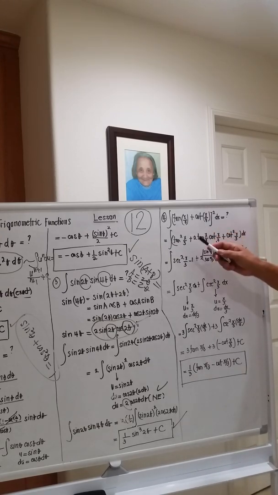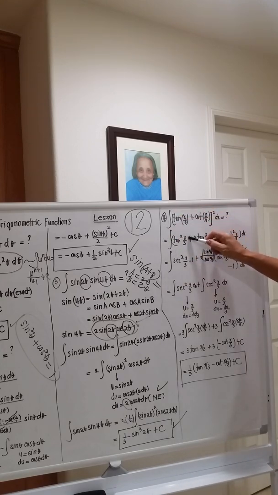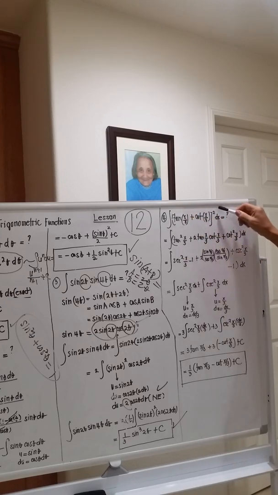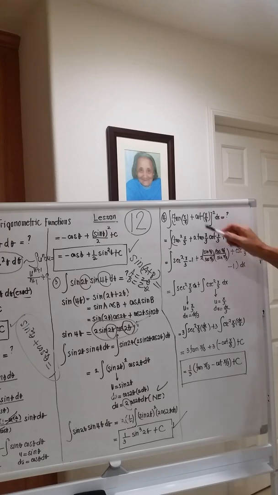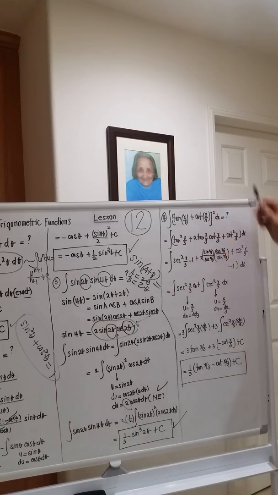Last example for tonight: the integral of the quantity tangent of x over 3 plus cotangent of x over 3, squared, times dx. The angle is x over 3 for both tangent and cotangent, so it's a fraction. It's algebra. I think the proper solution for this is to expand.